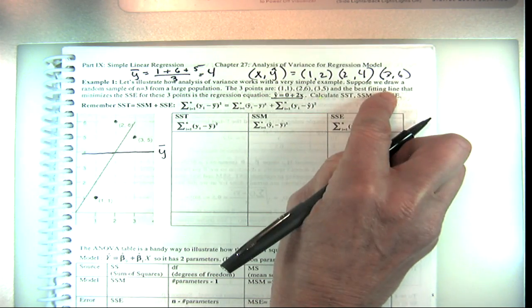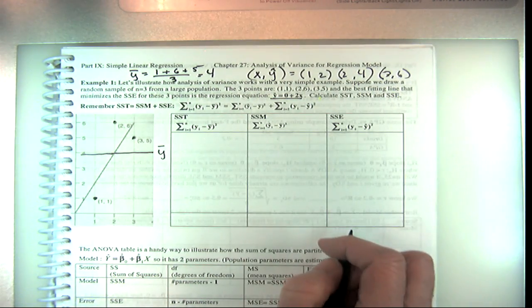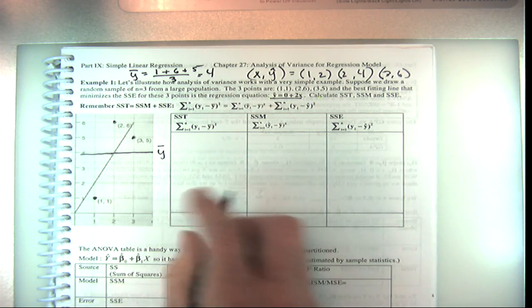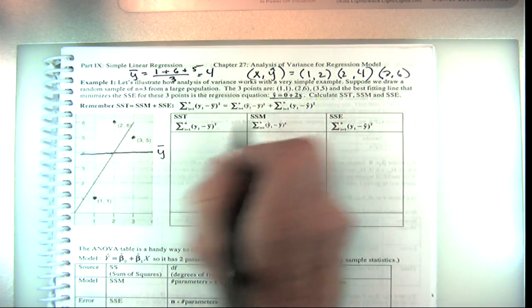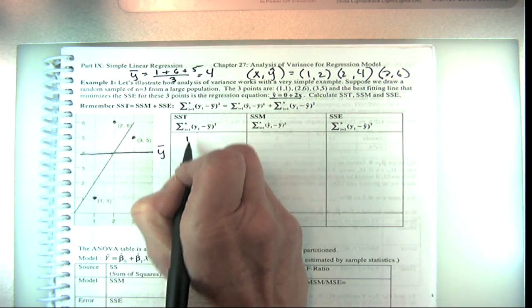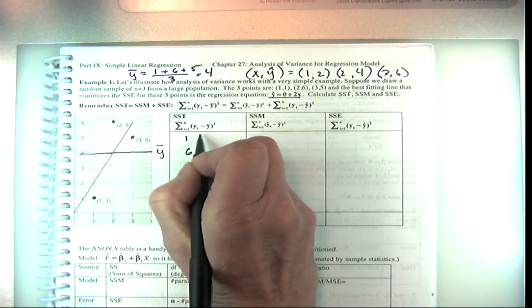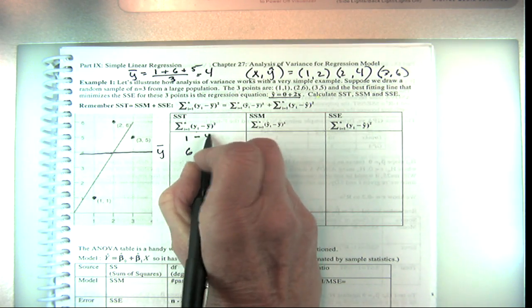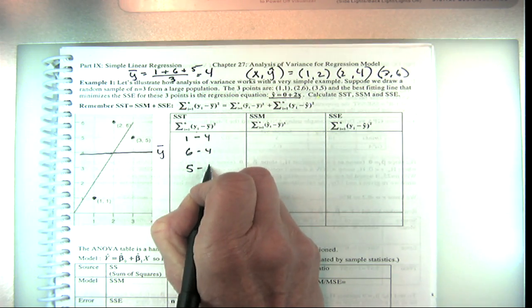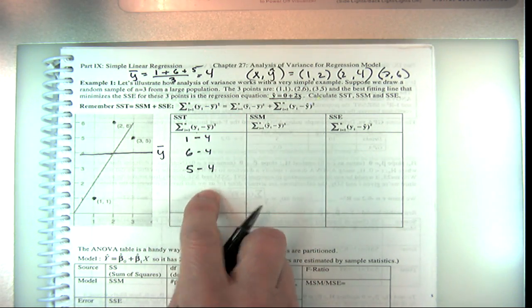So we've got those, and now we can fill this in. All right, so our points are, I'm looking at just the y points here, right? 1, 6, and 5. Those are our points. And we're subtracting off the average for each one of them. This is what we do. These are our deviations, right?